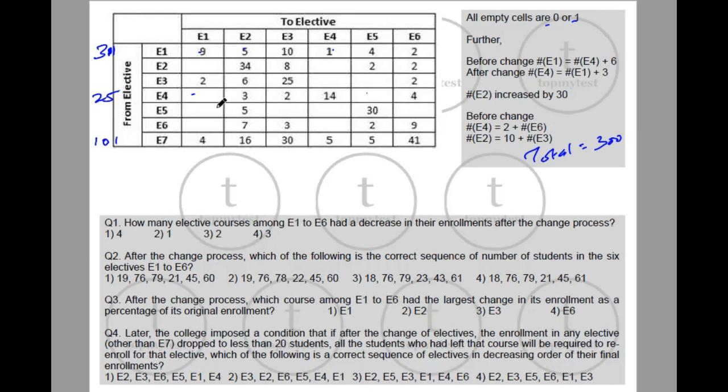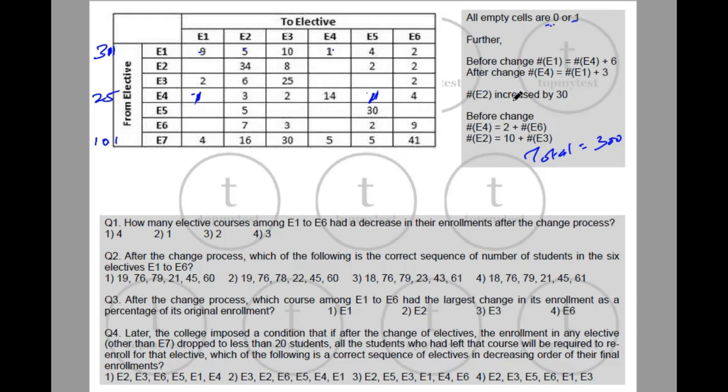Now the only way this can reach 25 is if both of them are 1, because every cell can be at most 1. It can be 0 or it can be 1. It cannot be 2. So this cannot be 2 and this cannot be 0. Now this total is 23. 18 plus 5, 23. To reach 25, both these cells have to be 1 each. Okay. So we also know how many students were there in E1 beforehand.